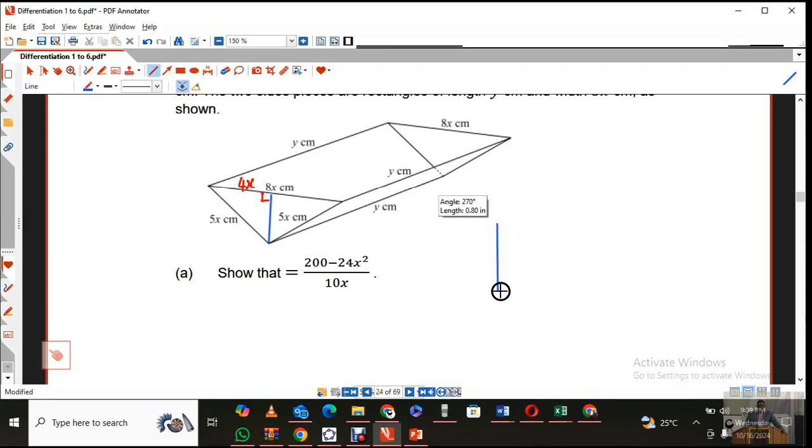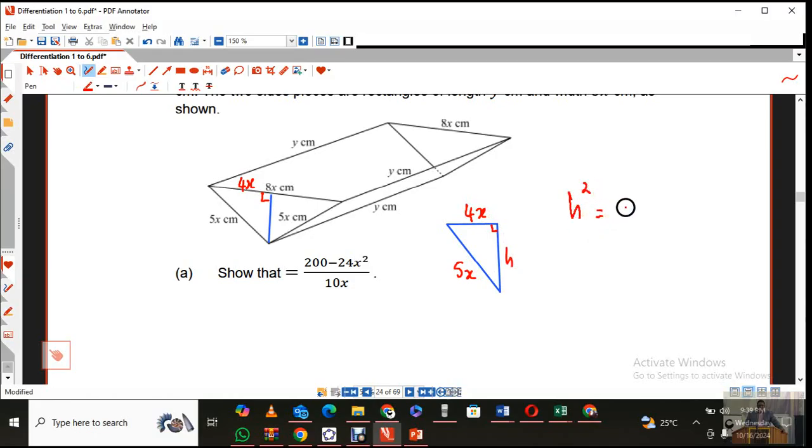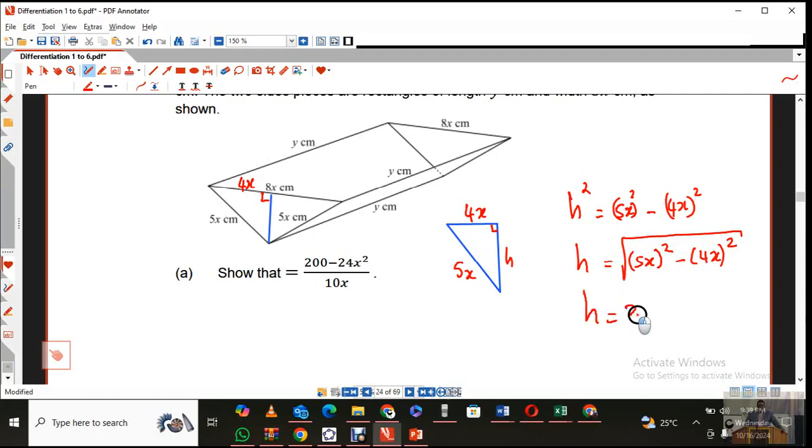So I have a right angle triangle, like so. This is the right angle, that is 4x, this is 5x. We can find this height using Pythagoras. The height will be the square root of 5x squared minus 4x squared. Well, it's going to give you 3x. So now we know what the height is.